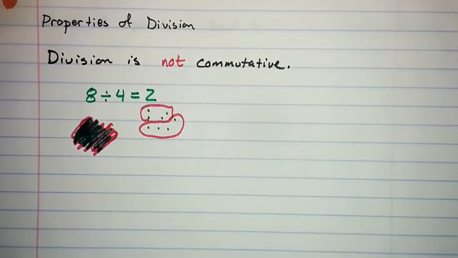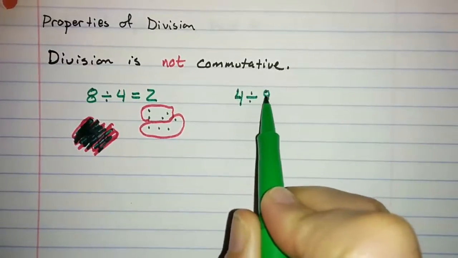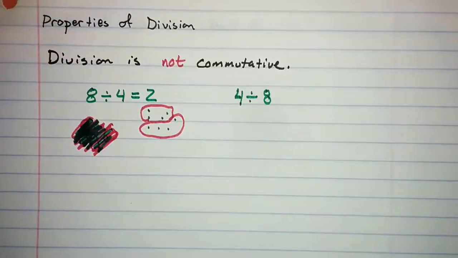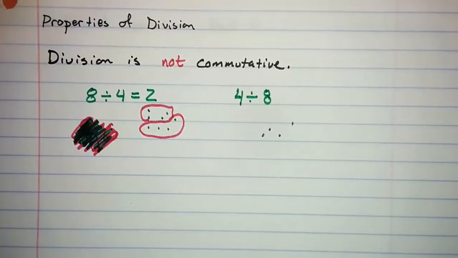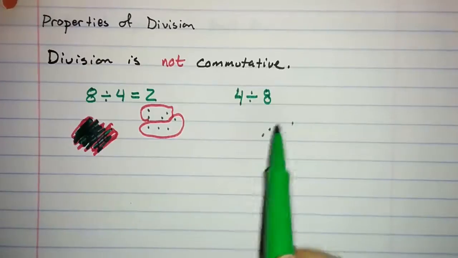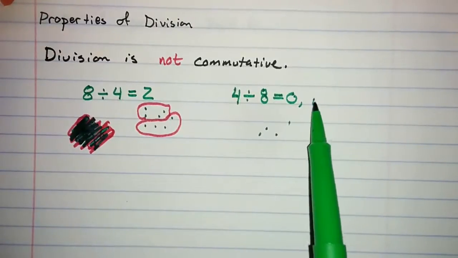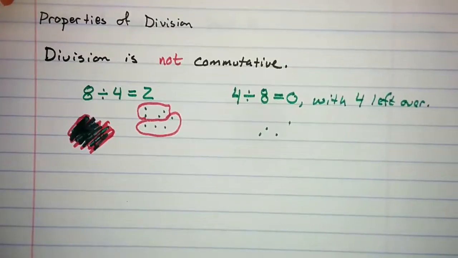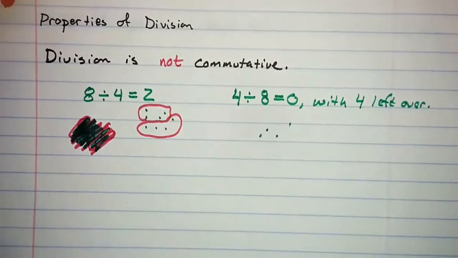On the other hand, if I have 4 divided by 8, well, that means I have 4 things, and I'd like to take away 8 of them. Can I do that? Well, no, of course I can't. I get 0 with 4 things left over. And we'll talk in a little while about how to write down things left over. But these are definitely different.